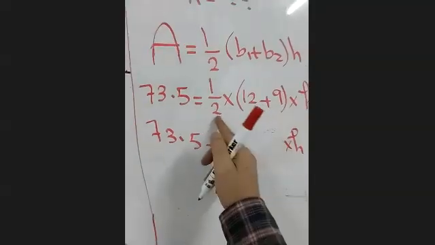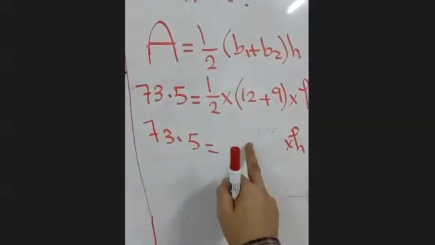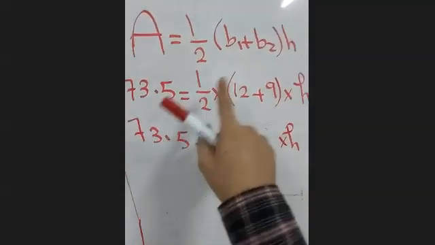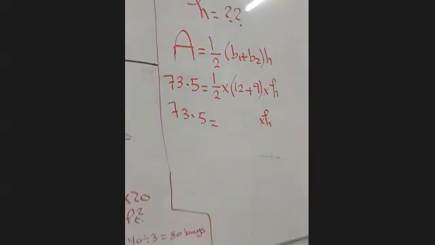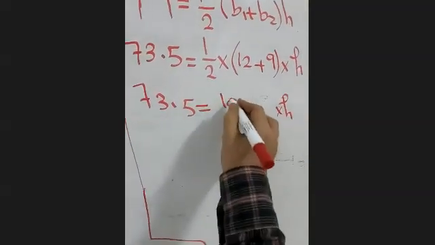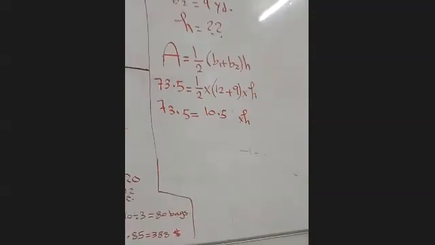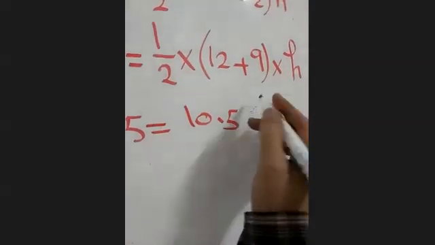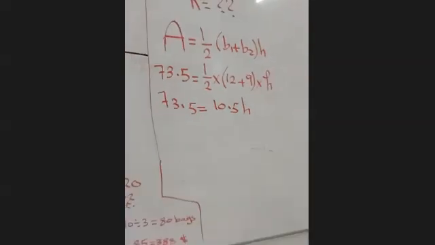21 divided by 2. Half of 21, how much? Don't think. It is 10.5, right? Yes, 10.5. So 10.5 multiply h means 10.5 what? H, right? Yes. So this is what we call this thing here.